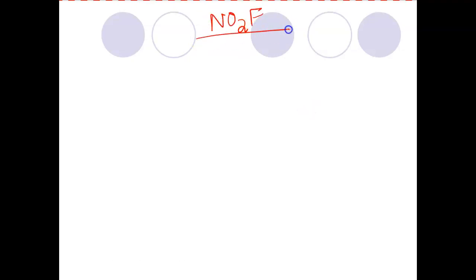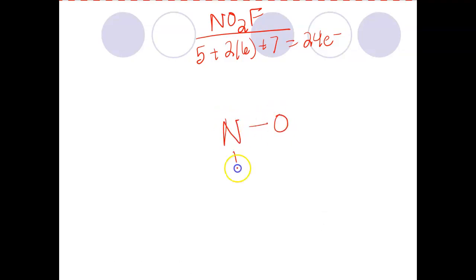NO2F, I want us to draw the Lewis structure for that. So 5 valence electrons from nitrogen. Oh, hold on. 2 times 6 for oxygen and 7 for fluorine, so that's 24 electrons. We have to pick the element that's the central atom. So it's going to be the least electronegative, which if we look at the periodic table, nitrogen is the least electronegative.